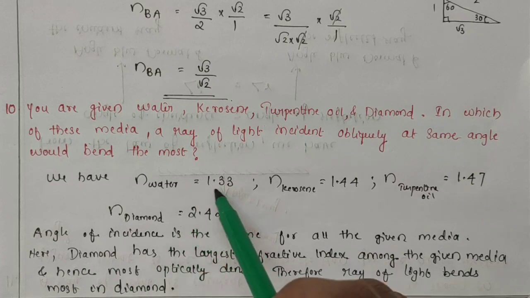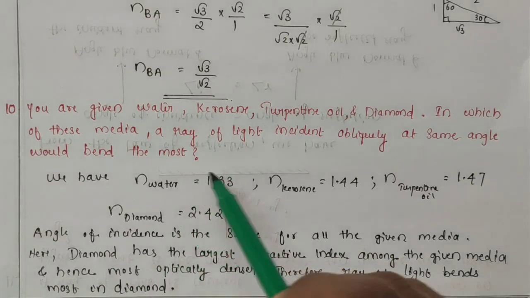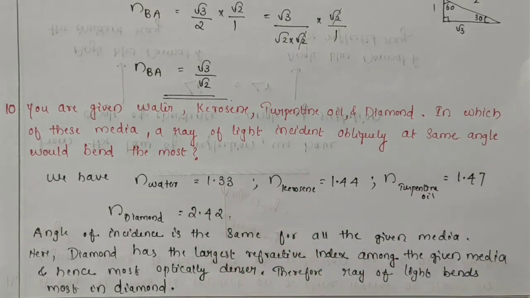So here you see diamond has the largest refractive index among the given media, no? 2.42 is greater than all these values. So it is most optically dense. Therefore, the ray of light bends the most in diamond.